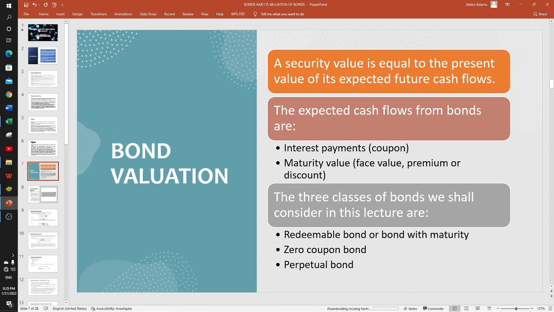Here we are going to consider three types of bonds. We are going to look at redeemable bonds, or bonds that have a maturity date. We look at zero coupon bonds. Then we also look at perpetual bonds.